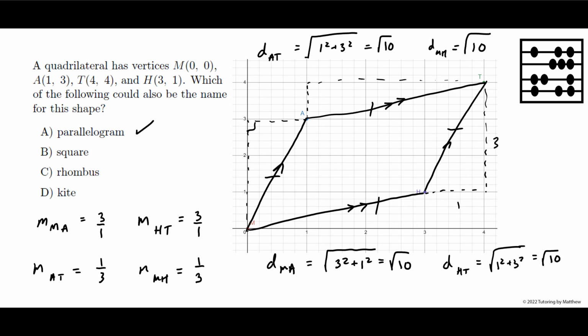We know for sure it's not a kite because kites have no sets of parallel sides. So to differentiate between a square and a rhombus, you want to know if the sides meet at 90-degree angles or not. The product of the slopes here, 3 over 1 times 1 over 3, equals positive 1. We want them to equal negative 1 if they meet at 90-degree angles. Therefore, a rhombus is also a correct choice. So A and C are your best choices here.